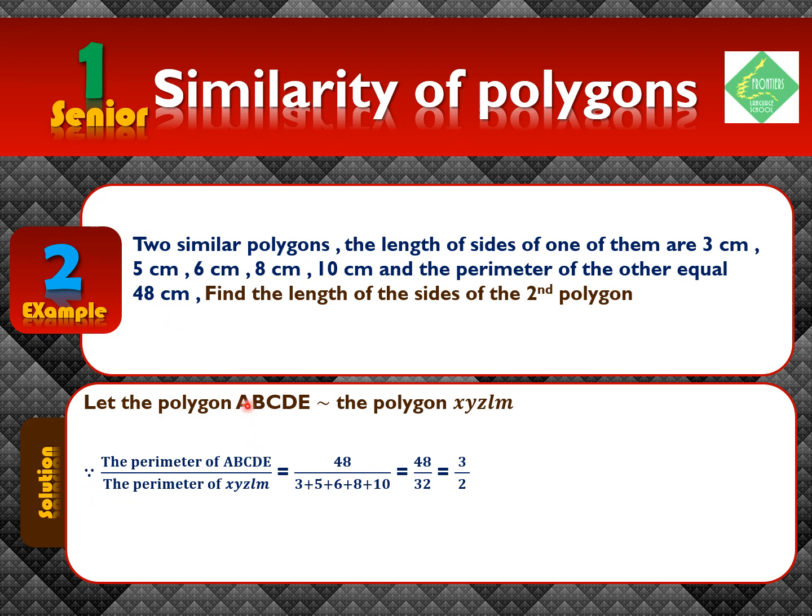Find the lengths of the sides of the second polygon. You can name it A, B, C, D, E and the other polygon X, Y, Z, L, M. Perimeter of the first polygon over the perimeter of the second polygon equals 48 over the summation of the sides of the first one, which is 3, 5, 6, 8 and 10, equals 48 over 32 equals 3 over 2. So I got the ratio between perimeters and also the scale factor of proportionality of sides.